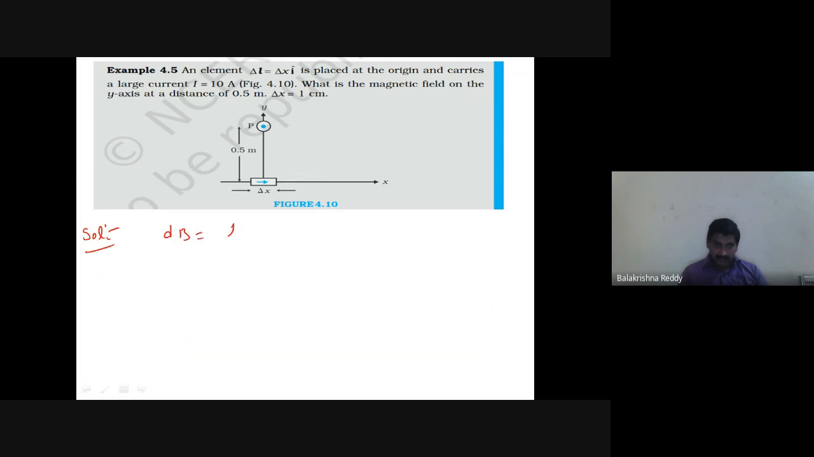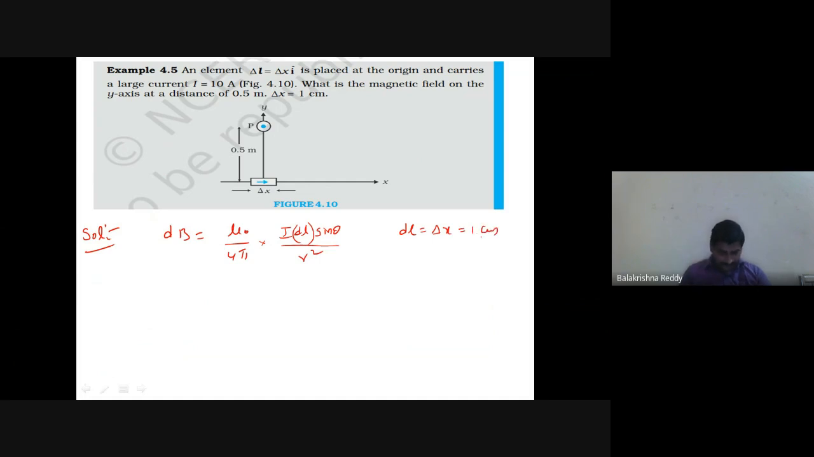dB equal to mu naught by 4 pi. Vectorially, we write dl cross r. In terms of magnitude, mu naught by 4 pi into I dl sine theta by r square. So, what are the given things? dB is the magnetic field due to the elemental length dl equal to delta x, which is equal to 1 centimeter.